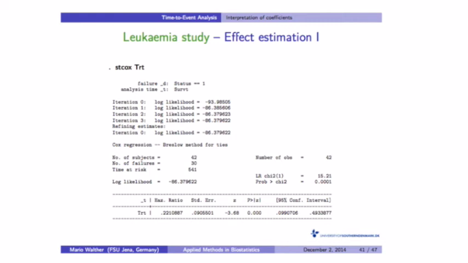Okay. Can you please repeat it one more time? The hazard to experience the event in the treatment group. The hazard rate in the treatment group is about 25% of the hazard in the placebo group. The other way you say it.